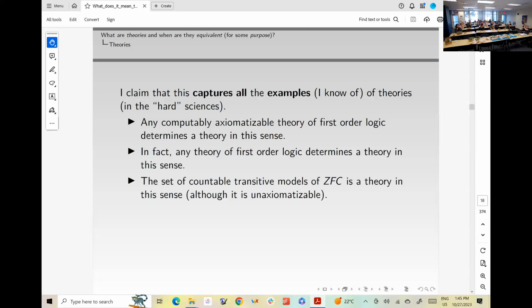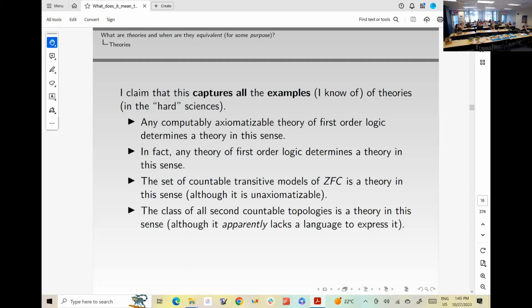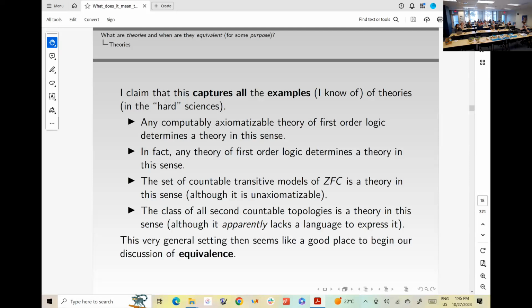So for example, a set of countable transitive models. So even just beyond theory, now we're putting an external constraint, this transitivity constraint, on. This fits this setting. And for another example, the class of second countable topologies is a theory in this sense, even though one apparently lacks a language to express it. Okay, so this is a very general setting, and hopefully it provides a good place to begin our discussion of how equivalence might work. So this is what we're going to try and treat a theory as. I'll refine it at some point later on.